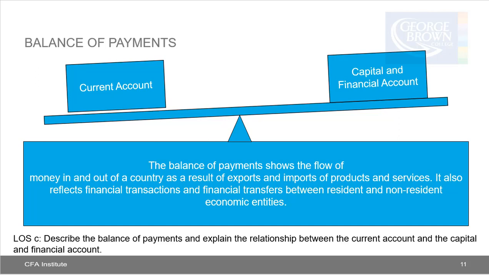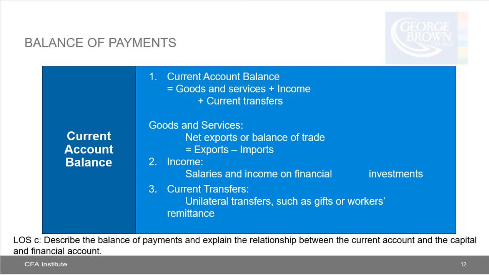The balance of payments includes 2 accounts, the current account and the capital and financial account. Now we're moving on to look at the components of the current account. A positive current account balance is called a current account surplus, and a negative current account balance is called a current account deficit. The current account has 3 subaccounts. Number 1, the goods and services subaccount, is usually the largest of the 3 subaccounts. It reflects the flow of money in and out of the country as a result of trade of goods and services.